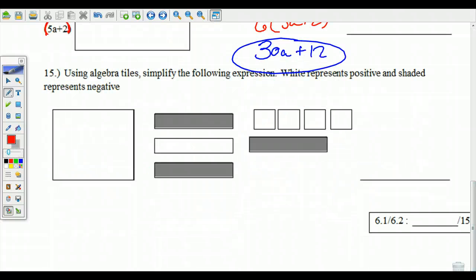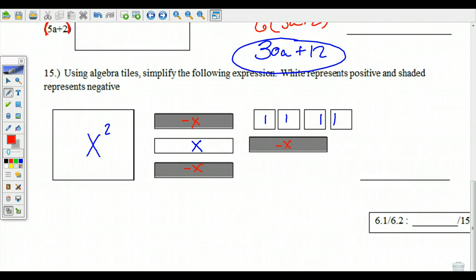In number 15, you're looking for combining like terms and shapes. So this guy is an x squared. This is a 1. The rectangle is an x. And keep in mind, whenever you have a shaded one here, those are negatives.